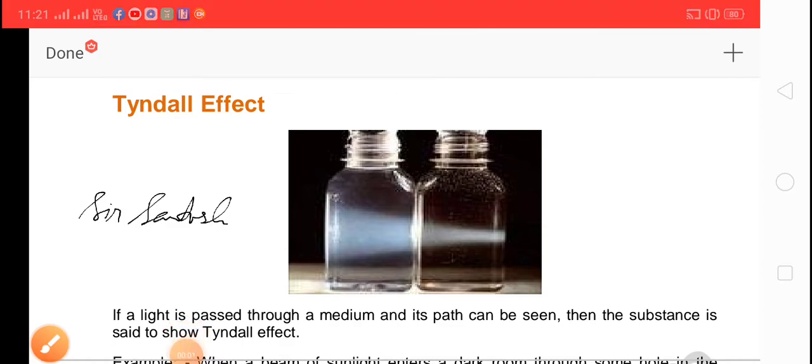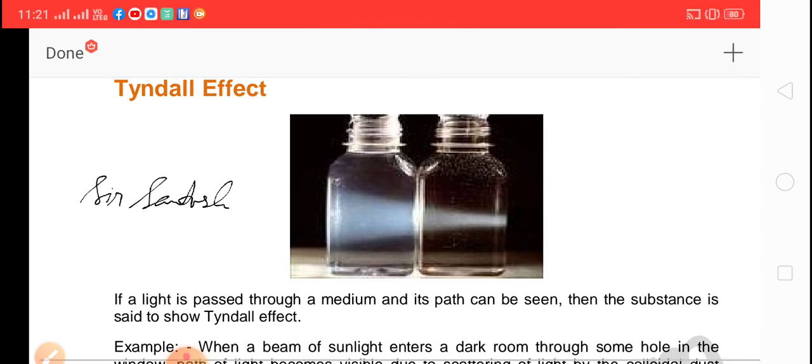I am Santosh sir. Today I am going to discuss the Tyndall effect. Do you know what the Tyndall effect is? If light is passed through a medium and its path can be seen, then the substance is said to show the Tyndall effect.